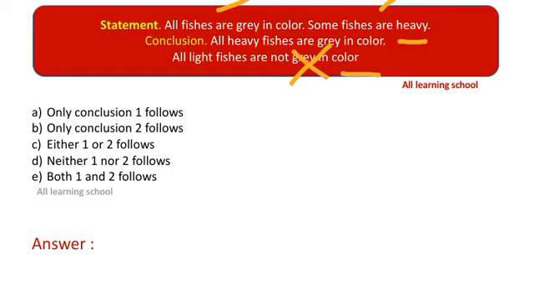Now look at our second rule of merging. According to the second rule of merging, we have to give them incomes. "All" gives an income of 150 and "some" gives an income of 50-50. So here the income of fishes will be 100 and the income of grey color will be 50. Here the income of fishes will be 50 and the income of heavy will be 50.